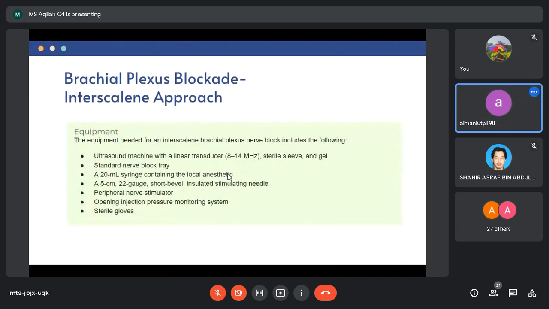Next is the equipment. I bet almost all of you have gone to OT. These are the equipment that you should have to do the blockage: ultrasound machine, the tray, syringe, also the stimulator, and then the sterile glove.